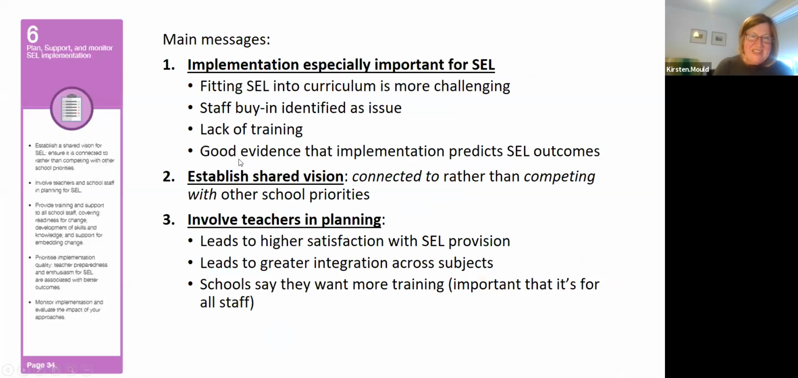And then the final recommendation, number six, is around planning, monitoring and supporting that change. So you'll remember that the caveat with this evidence was around many US interventions. It was around being in primary school, and it was around looking at that best international evidence. And so being explicit about what those core skills were that had the impact means that we can start to monitor the progress and the impact of anything that we're implementing. There are barriers. We've already discussed fitting CEL into the curriculum, staff buy-in, that shared language, training, but there is good evidence that implementation done well predicts positive CEL outcomes.